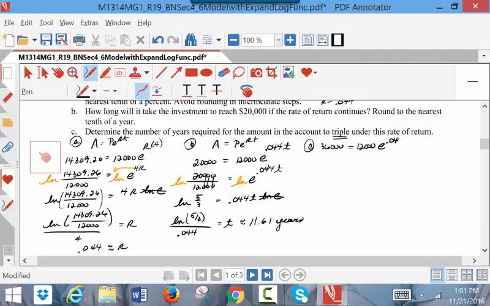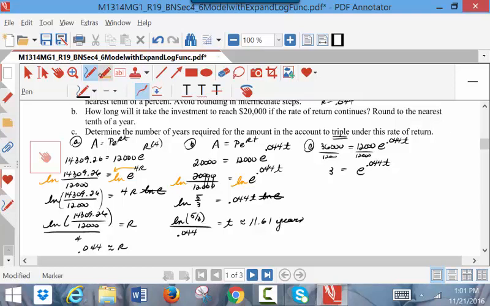e to the 0.044t. Now, when I divide by 12,000 on both sides of this equation, which you know now from the pattern, that's what you're going to do, you're going to get 3, the tripled amount on the left side, equaling e to the 0.044t on the right. So if you triple it, that'll be a 3. If you double it, that will be a 2 on the left side.